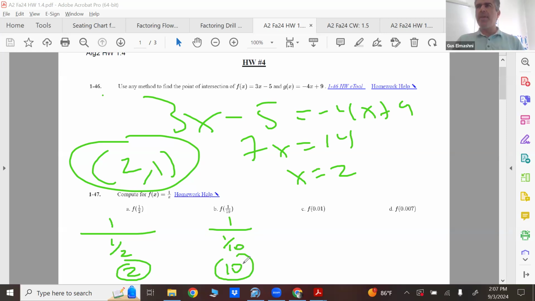Now, 0.01, can you guys convert that to a fraction? What is that as a fraction? And if you flip it, what do you get? Perfect. And then lastly, what's that as a fraction? Yeah, exactly. So you got to flip it. And leave it like that. That's not reducible.